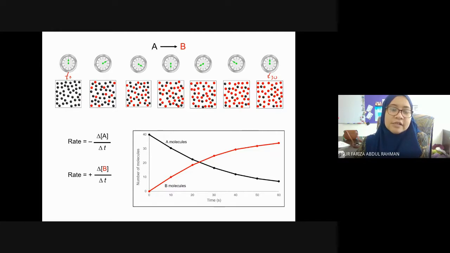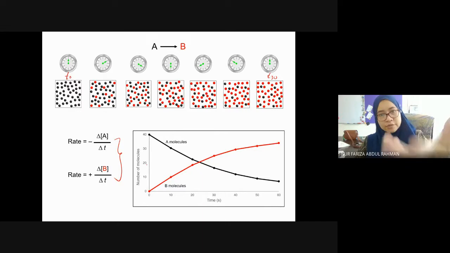So after the reaction progresses, after a while, do you see? The B started to form. So, there's a lot of B now. At T30 the reaction has finished. That's why as the reaction progresses, A is decreasing, B is increasing. So this we can describe in terms of rate for A, and also in terms of B.